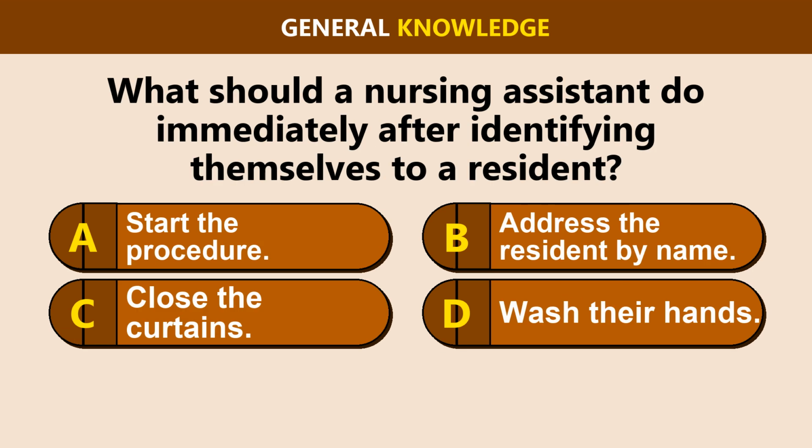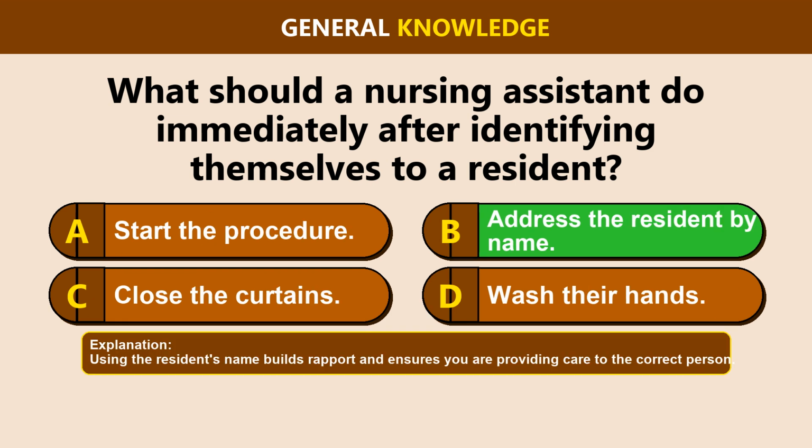Question 24. What should a nursing assistant do immediately after identifying themselves to a resident? Option A, start the procedure. Option B, address the resident by name. Option C, close the curtains. Option D, wash their hands. The correct answer is option B, address the resident by name. Using the resident's name builds rapport and ensures you are providing care to the correct person.